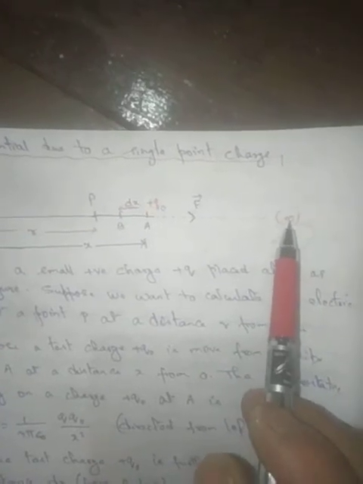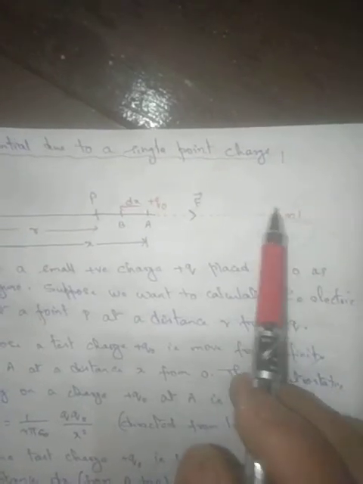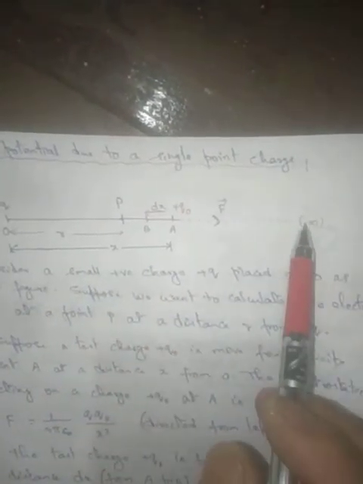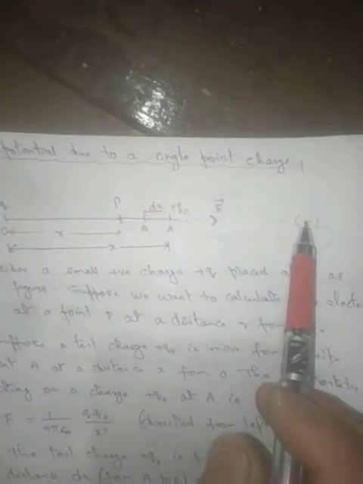and this test charge is plus q naught. Now I will move the test charge from infinity, let's say, to a point A, which is at a distance x from the source charge. Now as you move the test charge from infinity to a point A, that means towards the source charge, the test charge will experience a force of repulsion by the source charge.